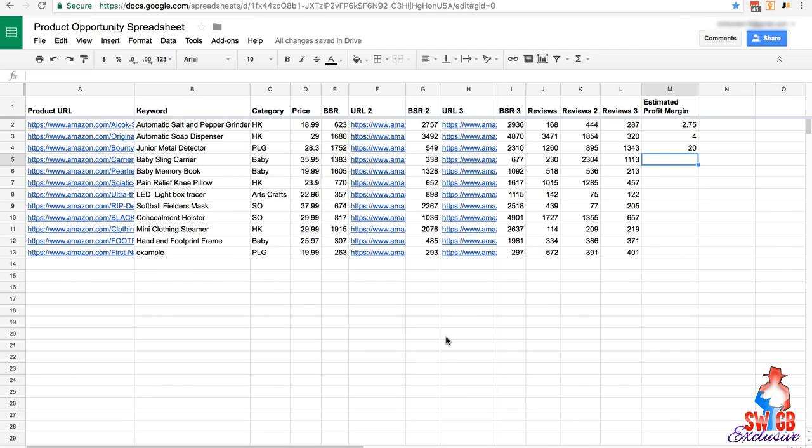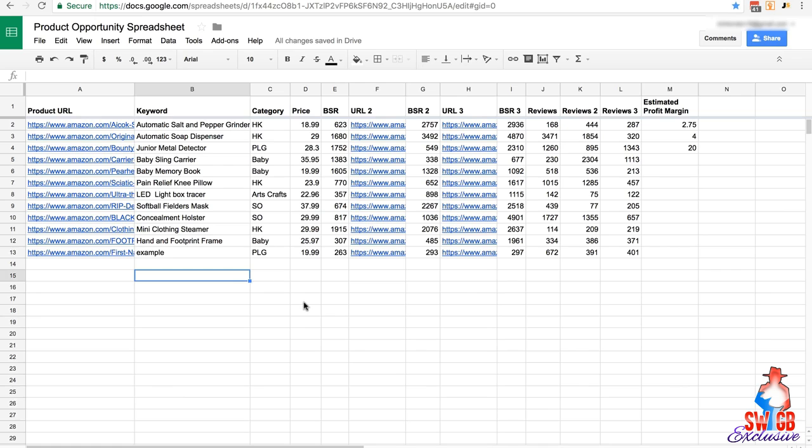Remember, me personally, I only use the estimated profit margin as a tie break. So if I'm trying to decide between 2 products, I will look at it then. But because it's such a rough guesstimate, should we call it, it's not something I use to make an absolute choice on a product on its own. So that's how we get our basic estimated profit margin.